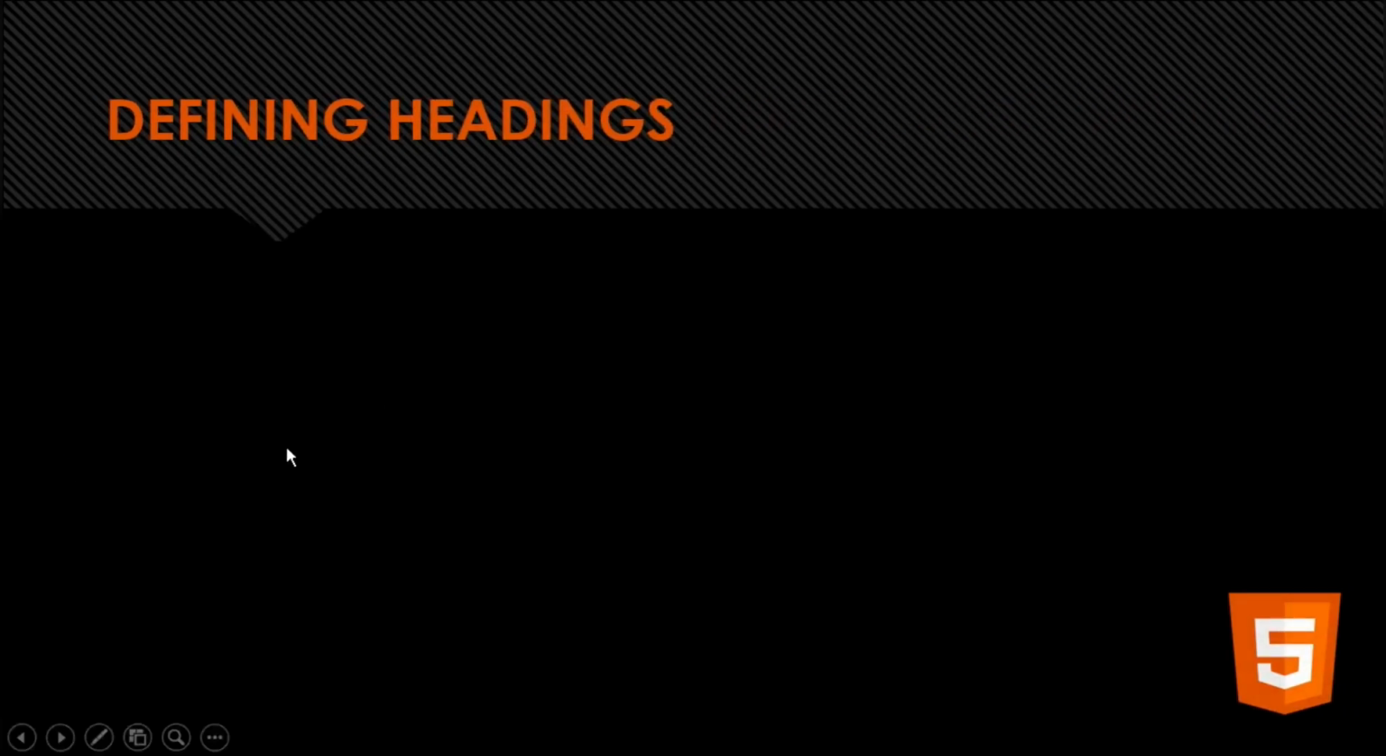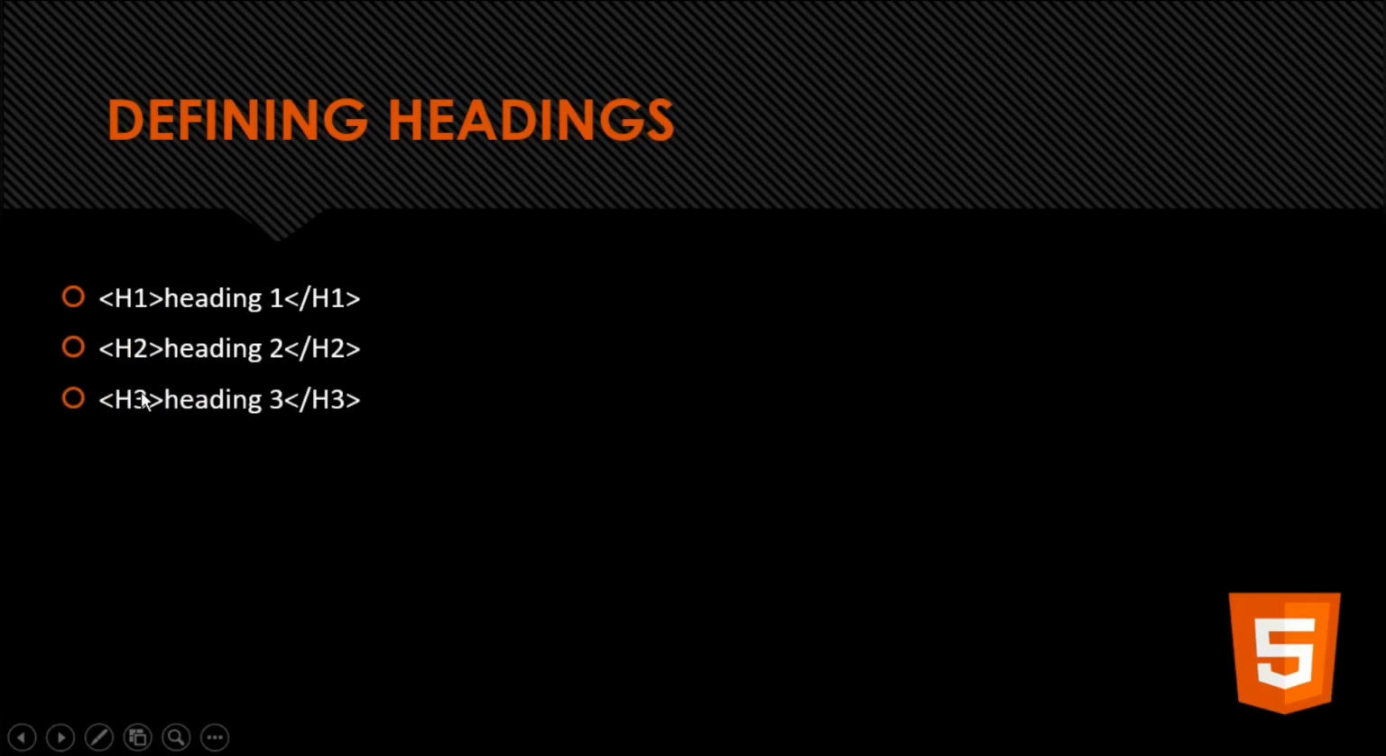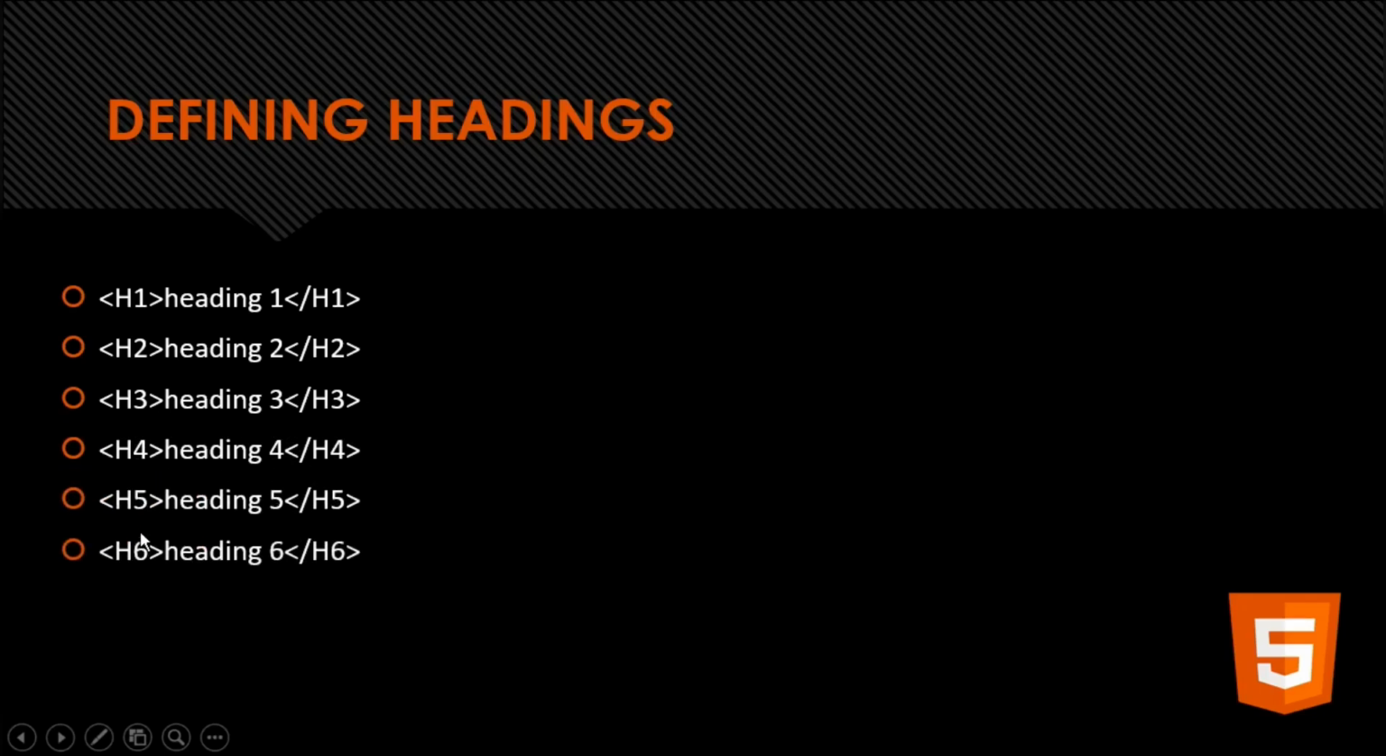And they can be defined like this. You have to start with an angle bracket. After that you write H, and after that whichever heading you are using. If you are using heading 1, you simply write 1. If you are using heading 2, write 2. If heading 3, write 3. If heading 4, write 4. If heading 5, write 5. And if you are using heading 6, you write H6.